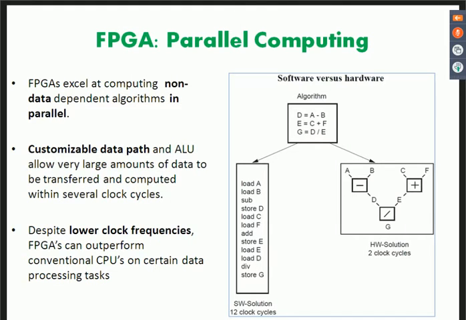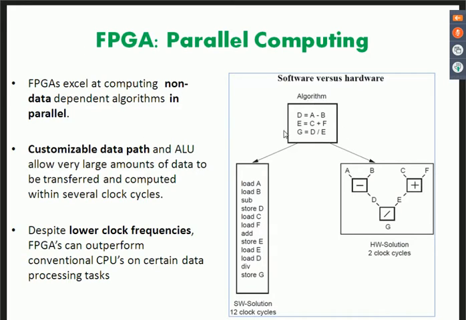Now let us look at another beauty of the field programmable gate array: parallel computing. We can perform parallel computation by using these field programmable gate arrays. If you look at this example, there is one algorithm: D equals A minus B, E equals C plus F, G equals D by E. Now let us look at the implementation of this algorithm by using a software solution as well as a hardware solution. Hardware solution means implementing by using an FPGA.